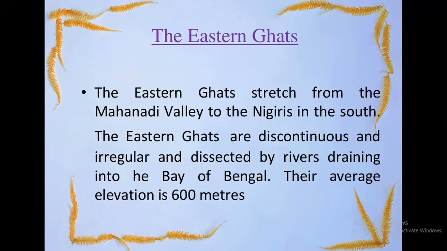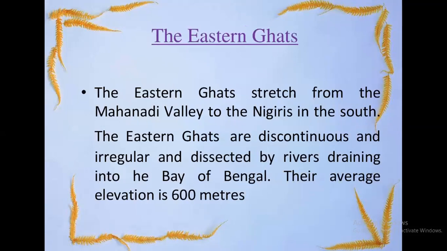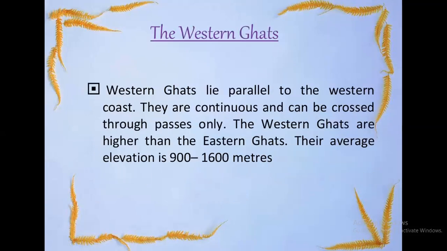The Eastern Ghats stretch from the Mahanadi Valley to the Nilgiris in the south. They are discontinuous and irregular and bisected by rivers draining into the Bay of Bengal, and their average elevation is 600 meters. That means the Western Ghats are continuous, so they can be crossed only through the passes. But the Eastern Ghats are not continuous, so they are bisected by rivers, and their average elevation is 600. Here the average elevation was 900 to 1600.